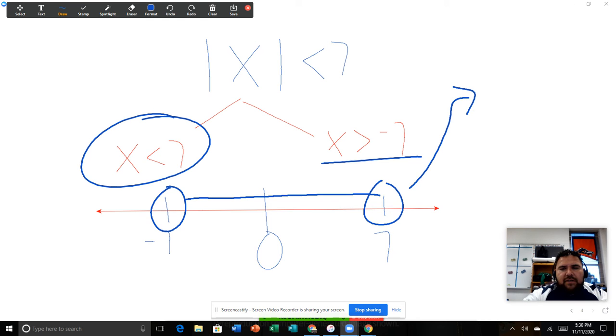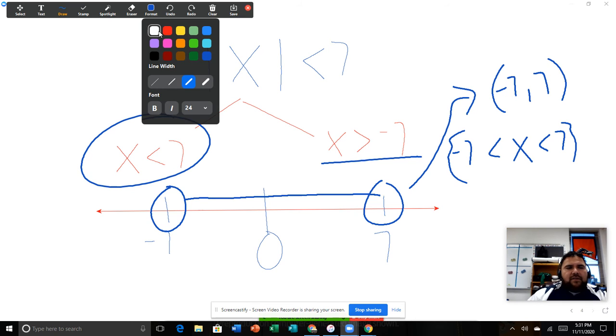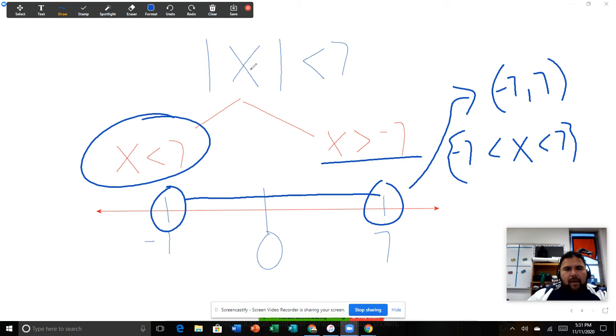In these situations, I can write it like this, from -7 to +7, or I can say that x falls in between -7 and +7 using my brackets. Those are two ways that I can write this situation. This is how it looks on the number line. This is how it looks when you solve it. Okay, make sure that you read these carefully. All right.